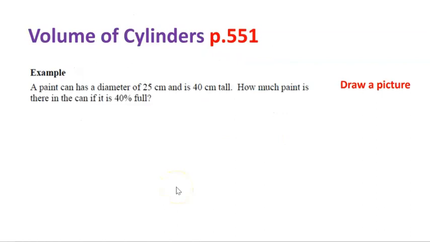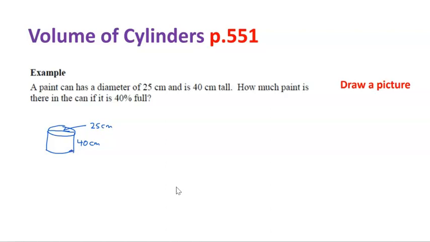When you have an application problem, it's really a good idea to draw a picture. That way you can label your picture and get all the information down. So a paint can has a diameter of 25 centimeters and is 40 centimeters tall. So I'm going to draw this paint can best I can. And so I'm going to label it. 40 centimeters is the height, and the diameter all the way across is 25 centimeters. How much paint is there in the can if it's 40% full?